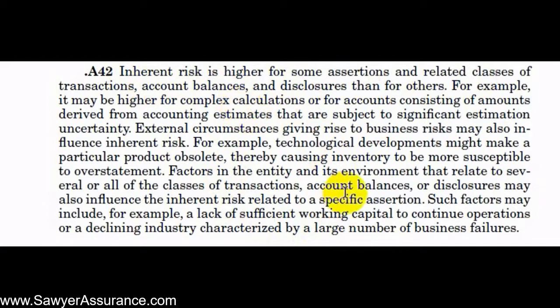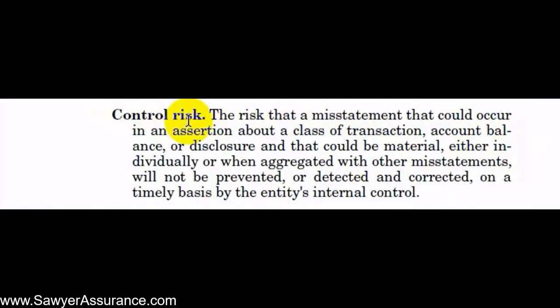And so the auditor needs to use his professional judgment in determining how high or low the inherent risk is for different classes of transactions, account balances, and disclosures. So next let's take a look at the other component of risk of material misstatement at the assertion level, and that's control risk. So control risk is the risk that a misstatement that could occur in an assertion about a class of transaction, account balance, or disclosure, and that could be material, either individually or when aggregated with other misstatements, will not be prevented or detected and corrected on a timely basis by the entity's internal control.